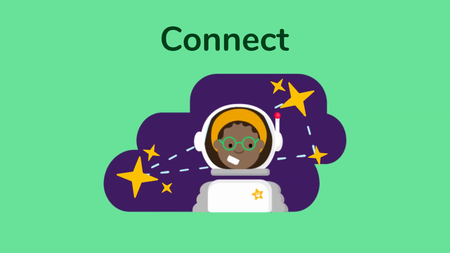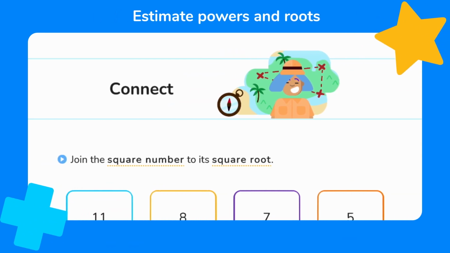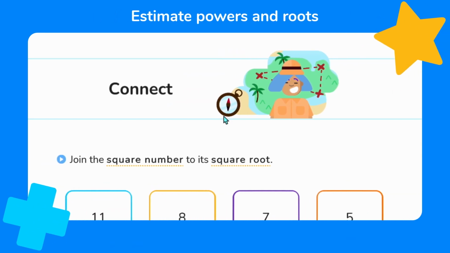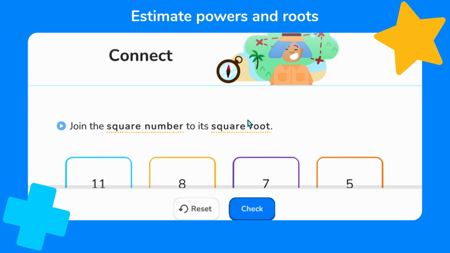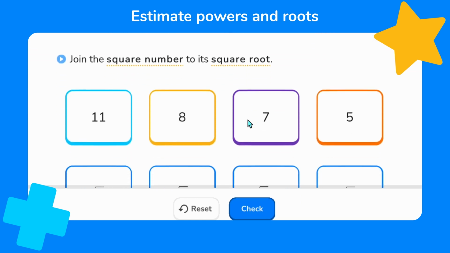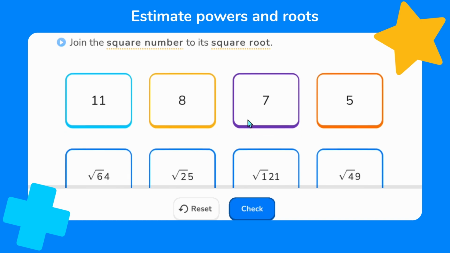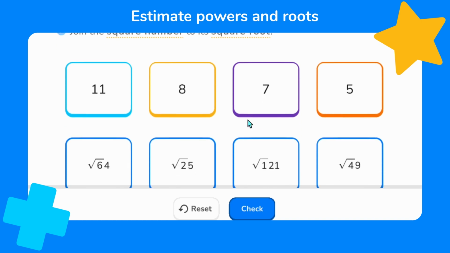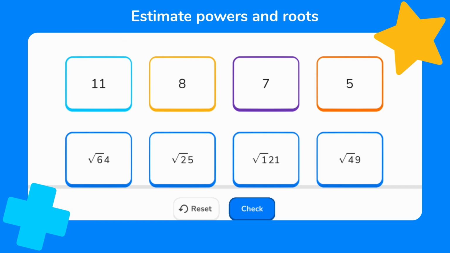Let's connect what we already know, which will help us with the rest of this lesson. We're going to do that by joining each square number with its square root. The square numbers are in the bottom row and we need to match them up with the square root. We know these facts, so let's power through these.